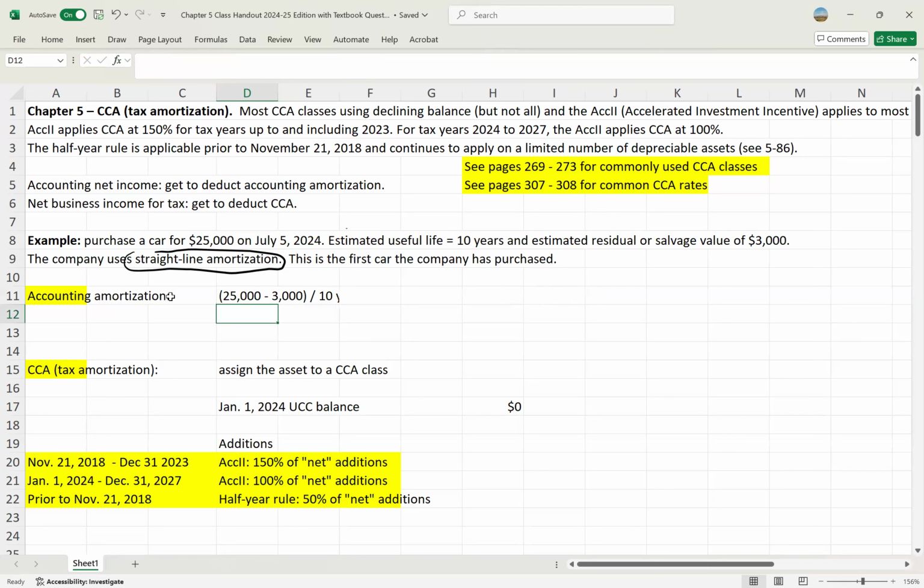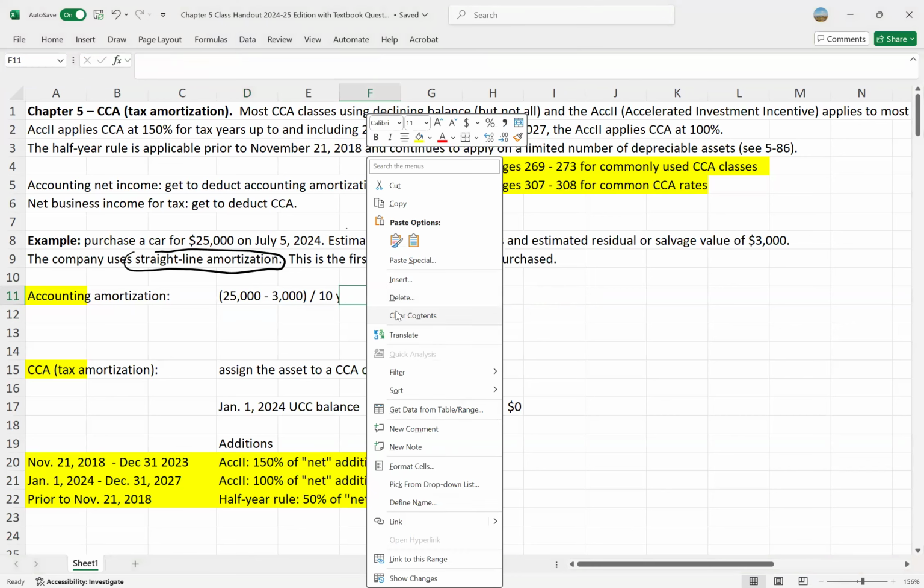Whoops, what happened there? One second.